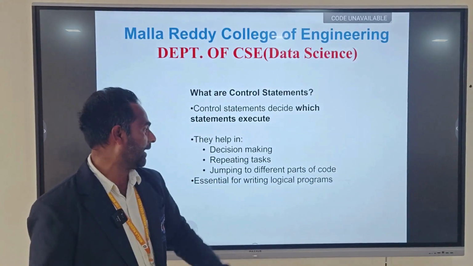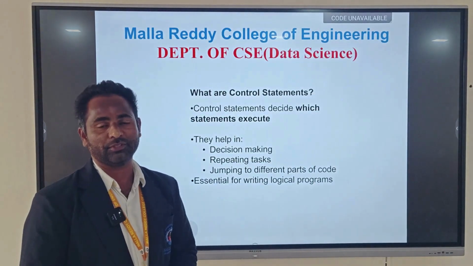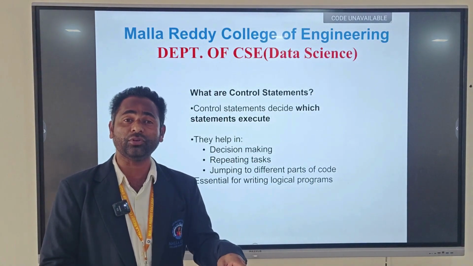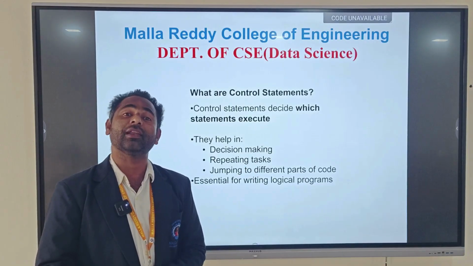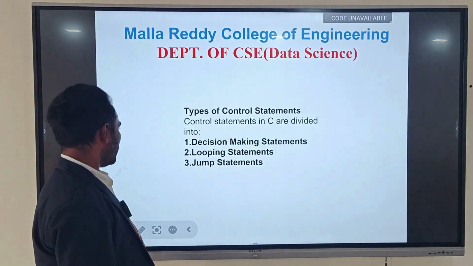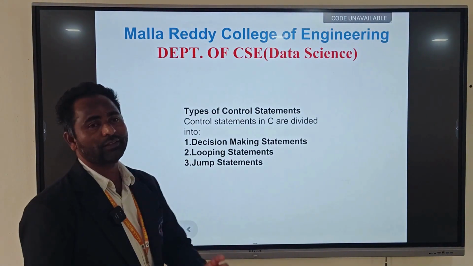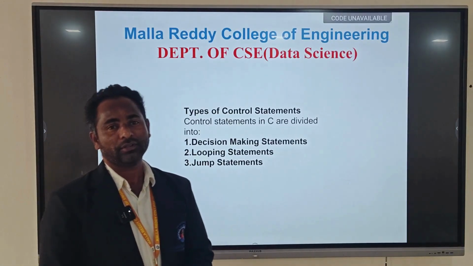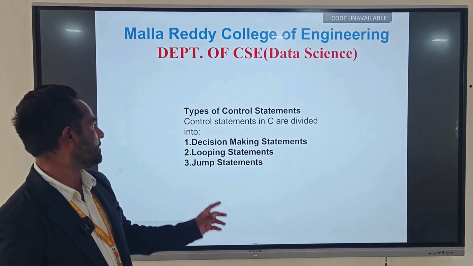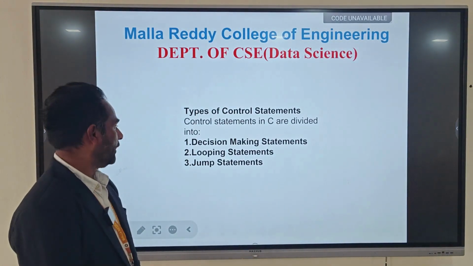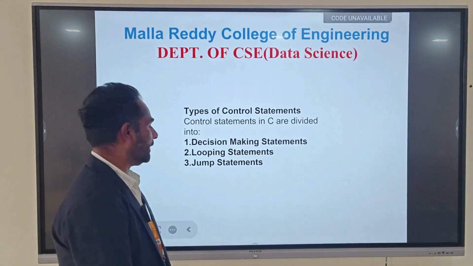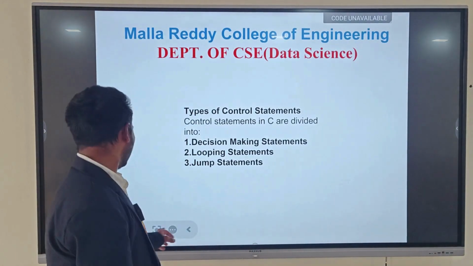The next point is that control statements are essential for writing logical programs. Basically, the control statement is very helpful to create logical programs. Next, you can check there are three types of control statements. The first one is decision making statements, the second one is looping statements, and the third one is jump statements. You can check one by one here.